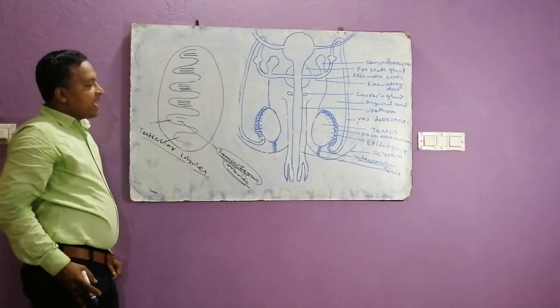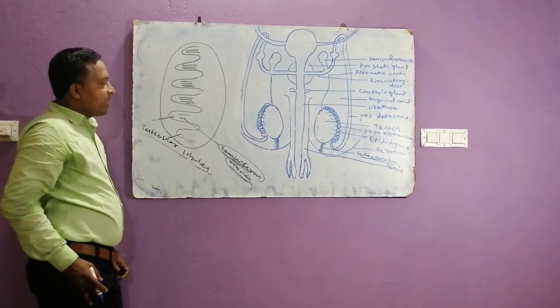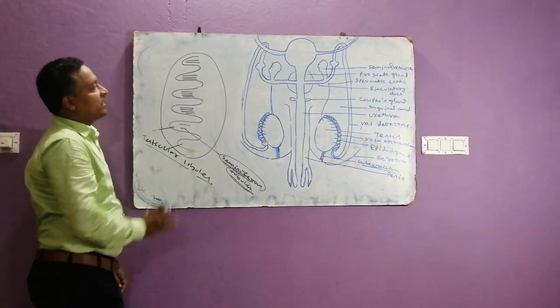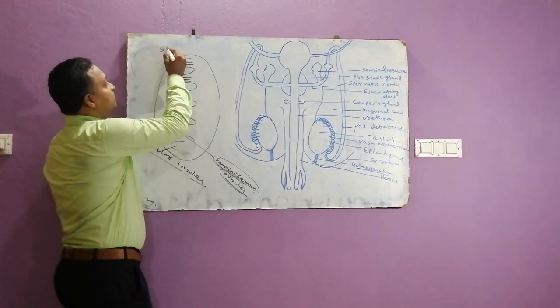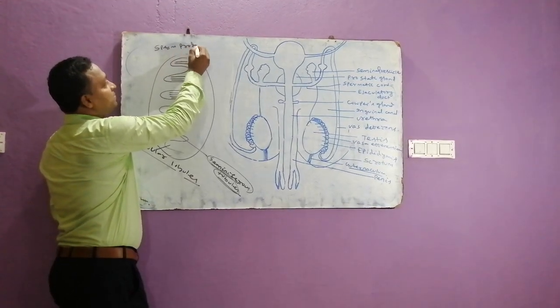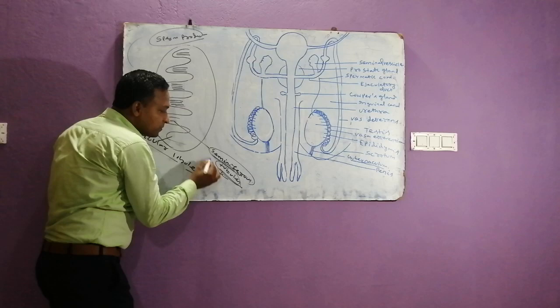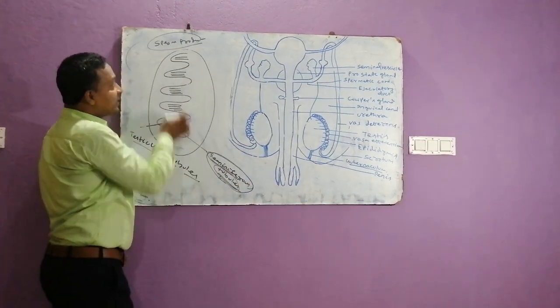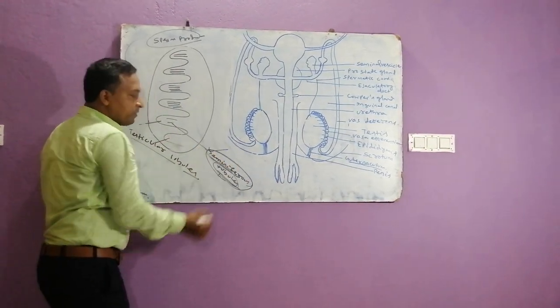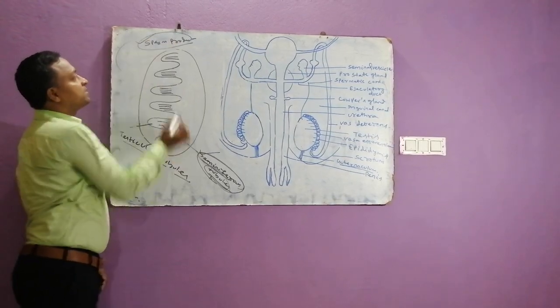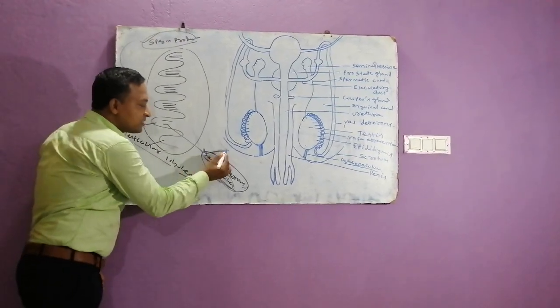And apart from that, try to focus, my dear. The main function of the testes is which production? Sperm production. And the sperm are produced by seminiferous tubule. The entire structure of testes is made up of seminiferous tubule, and the main function of testes, that is sperm production, is done by seminiferous tubule.